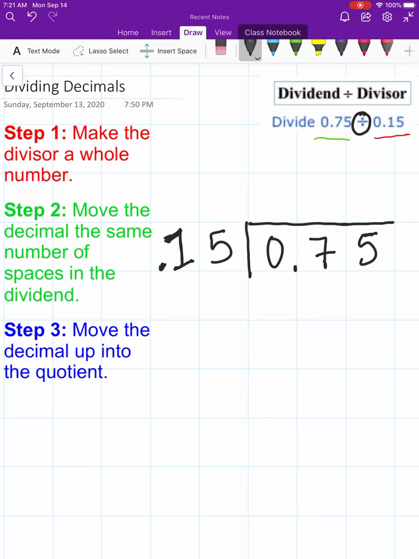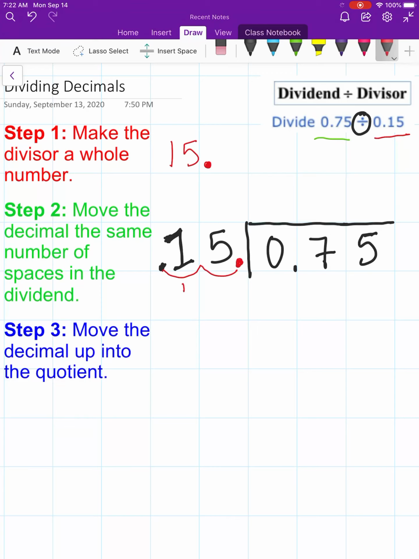Okay. So first I need to make the divisor a whole number, meaning this outside number needs to become a whole number. Right now it's 0.15, and I need to make it into 15. All whole numbers have the decimal on the right-hand side. So that would be 15 whole number. So I'm going to need to move this decimal 2 spots to the right. So now I have 15 as a whole number.